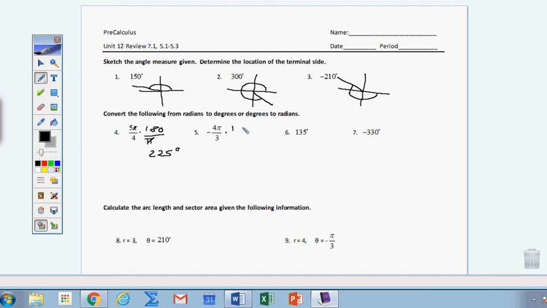Multiply by 180 over pi here. The pi's cross off, and we get negative 240 degrees. Here we're given degrees, so we need to multiply by pi over 180, and we get 3 pi over 4.